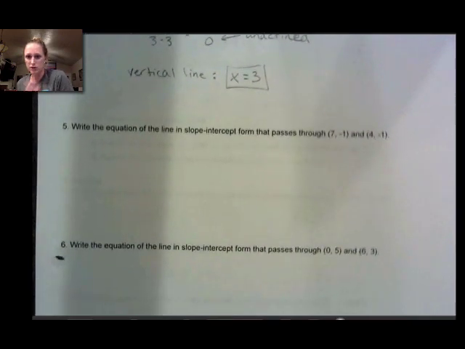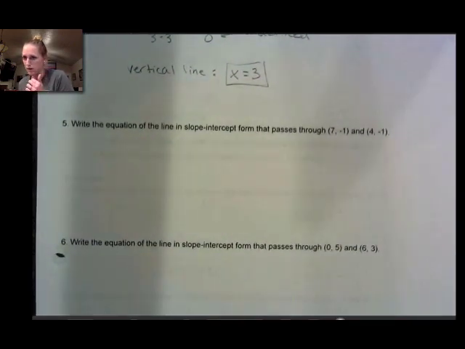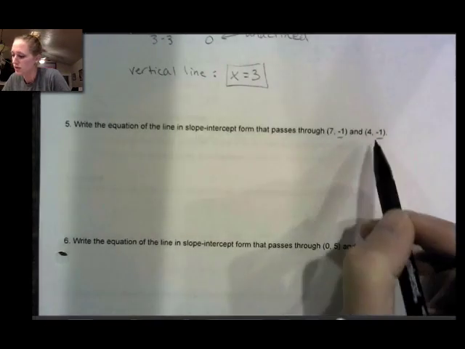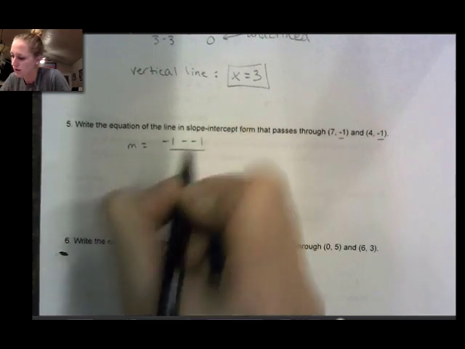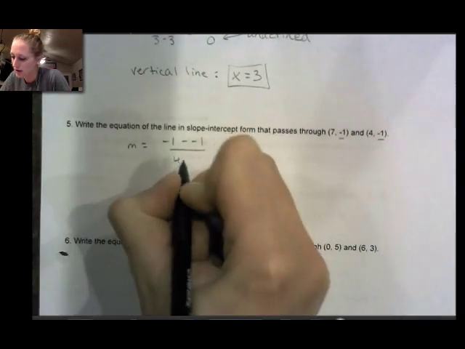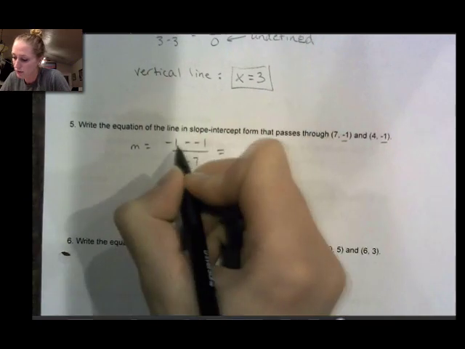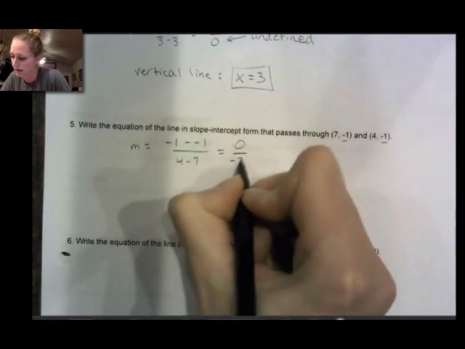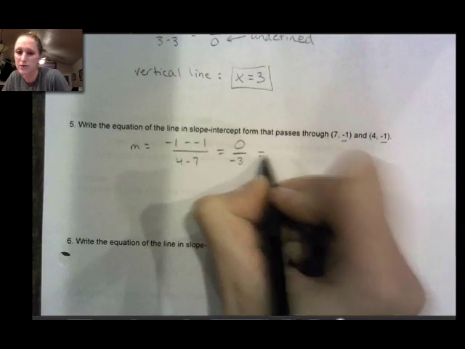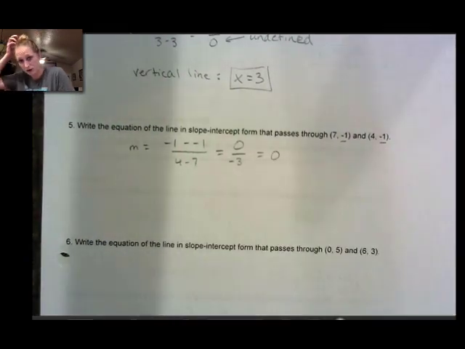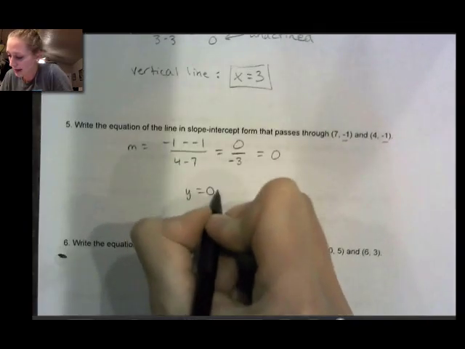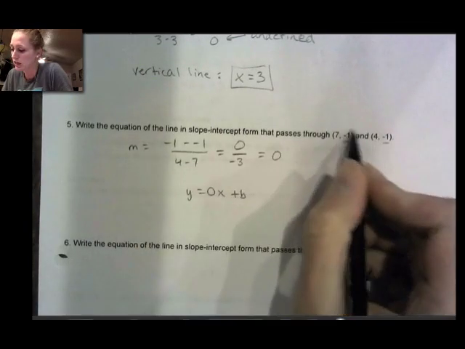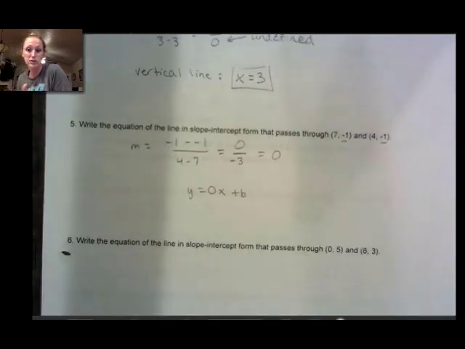All right, this one is going to be kind of similar, but the y's match. So this one, we're going to have something different happen. So when I do my slope formula, I get -1 minus -1 over 4 minus 7. So in this case, I'm going to get -1 plus 1, which is 0, over -3. 0 divided by anything, that's okay when 0 is in the top. It just equals 0. So you could write it like this, y equals 0x plus b, and you could plug in your point for x and y, and you could solve for b that way.